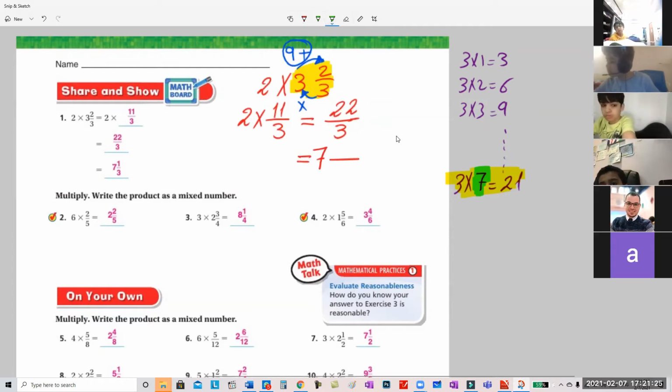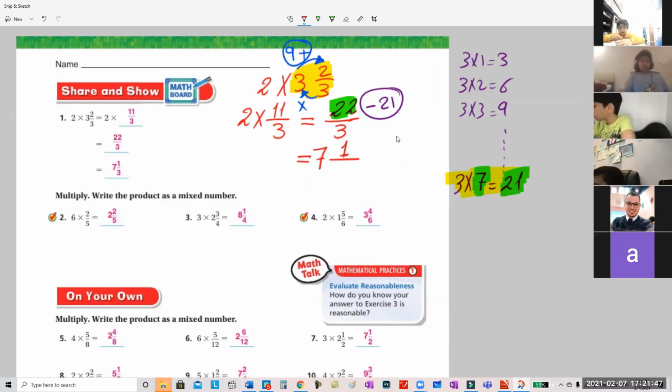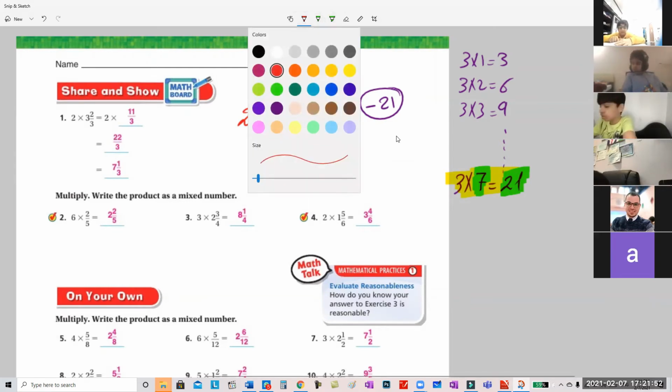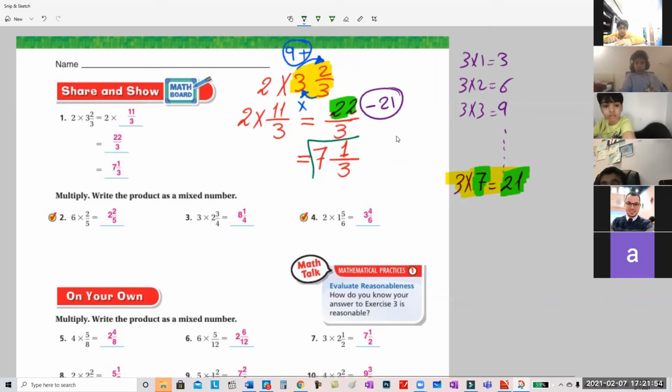And we're going to subtract 21 from 22 here. So it becomes 22 minus 21 equals what? Equals 1. And keep the same denominator. So our answer will be 7 and 1 over 3. That's our final answer.